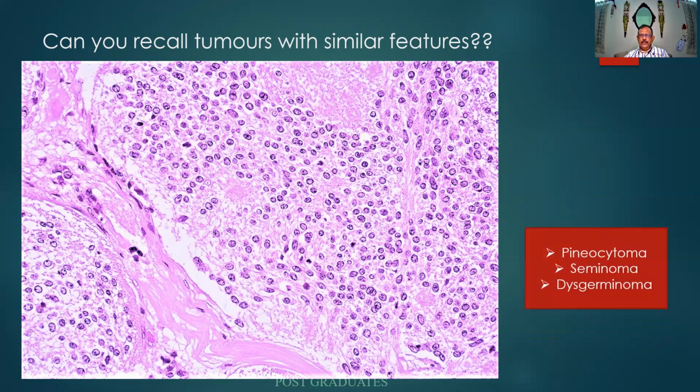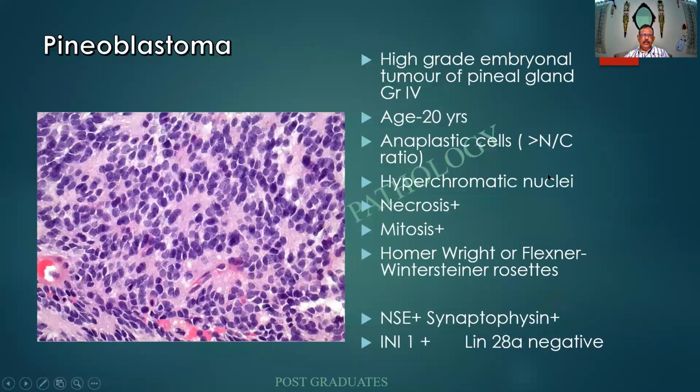And my professor used to say, there are three tumors with similar histological features: the pineocytoma or the pineoloma, seminoma, and the dysgerminoma. Of course, these two are out for us, but this helps us to remember the pineocytoma. And in this class, we are supposed to deal only with the blastemal tumors or the embryonal tumors.